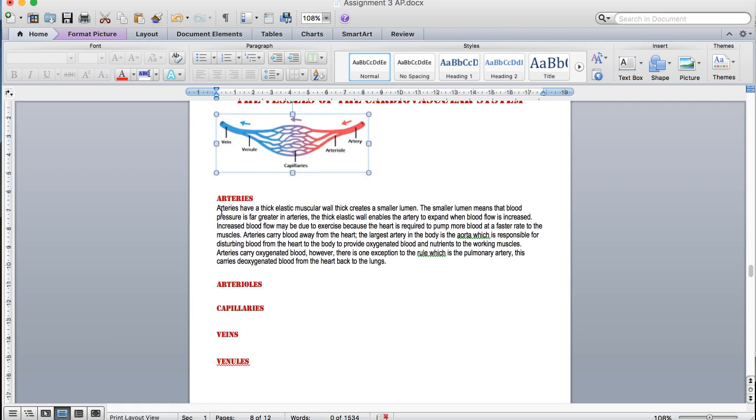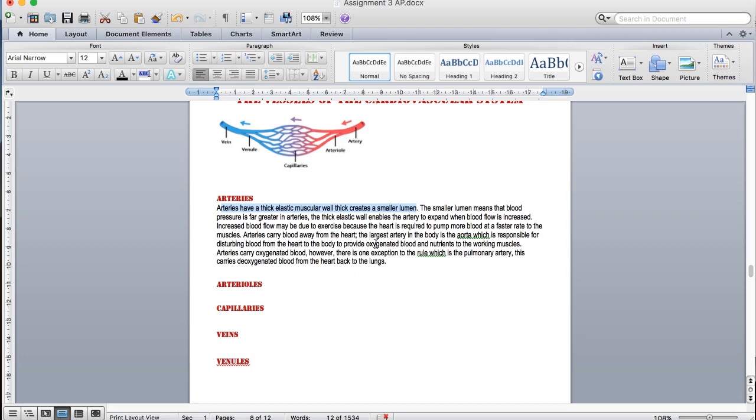And then I've provided a description and explanation of the arteries. So I've said that arteries have thick elastic muscular walls, which creates a smaller lumen. This smaller lumen means blood pressure is far greater in the arteries. The thick elastic wall enables arteries to expand when blood flow is increased. Increased blood flow may be due to exercise because the heart is required to pump more blood at a faster rate to the muscles. Arteries can carry blood away from the heart.